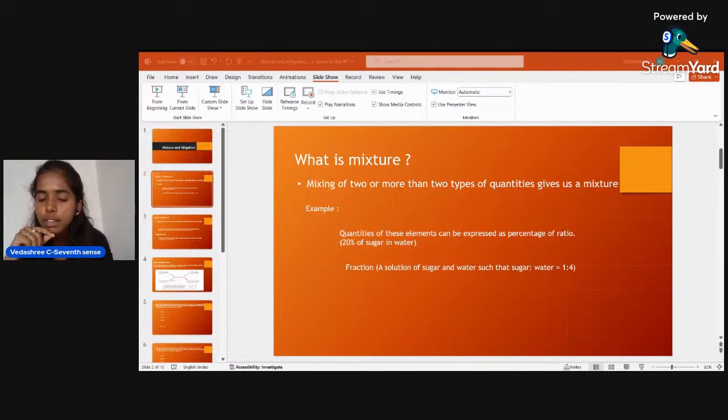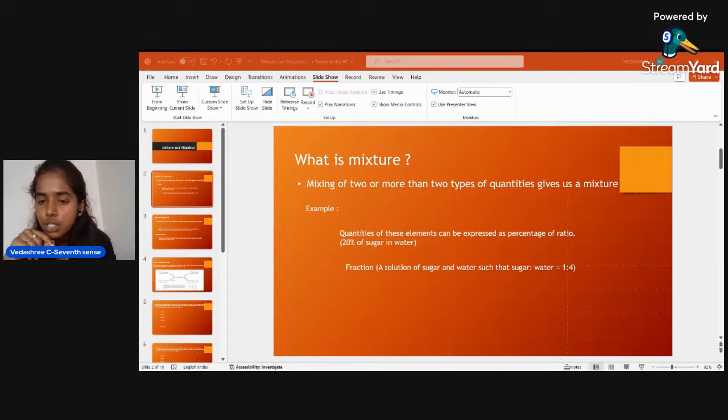Quantities of these elements can be expressed as a percentage or ratio. For example, the quantities here are sugar and water. 20% of sugar in water is the example. So here there is a mixture of two quantities, that is sugar and water.